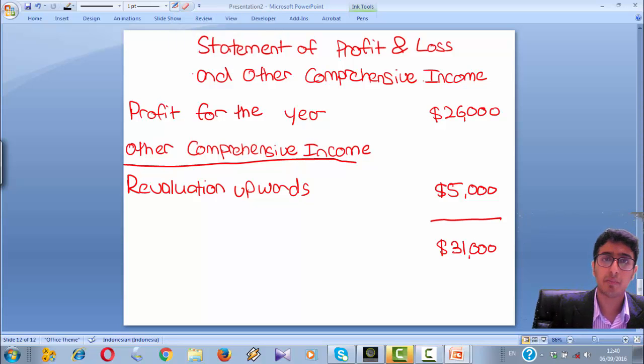Remember, profit for the year will go where? Profit for the year will go to retained earnings. This is also in the statement of changes in equity, and this $5,000 of revaluation upwards will go to your revaluation reserve.